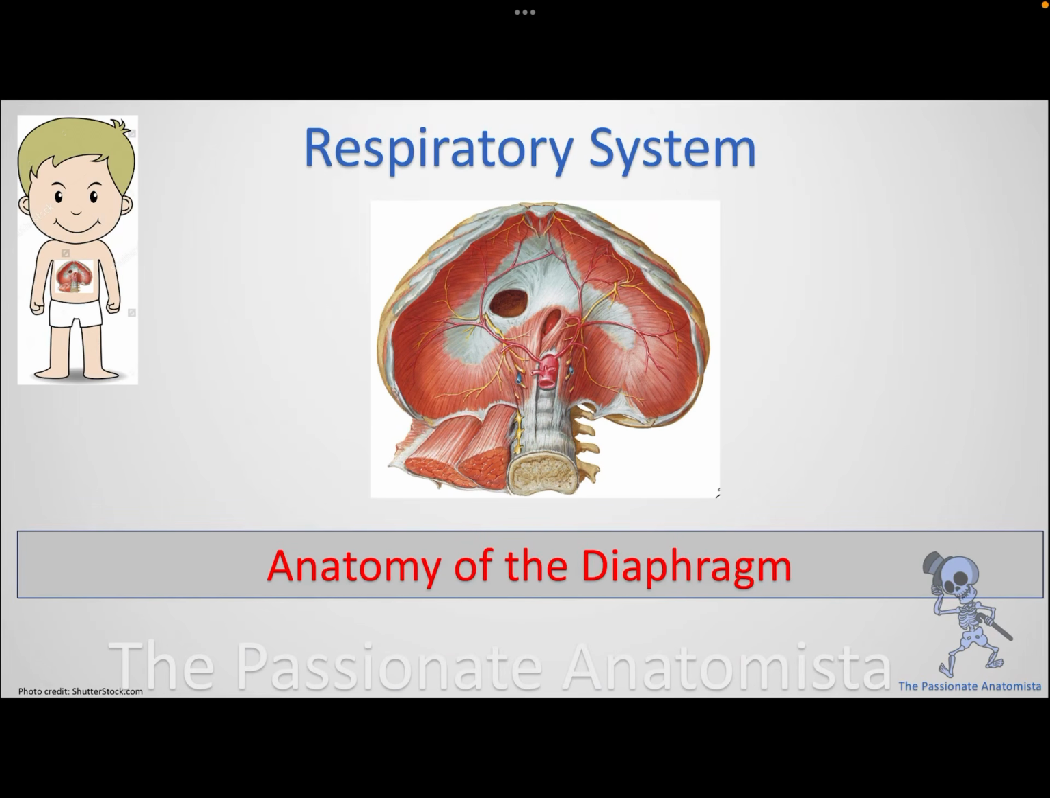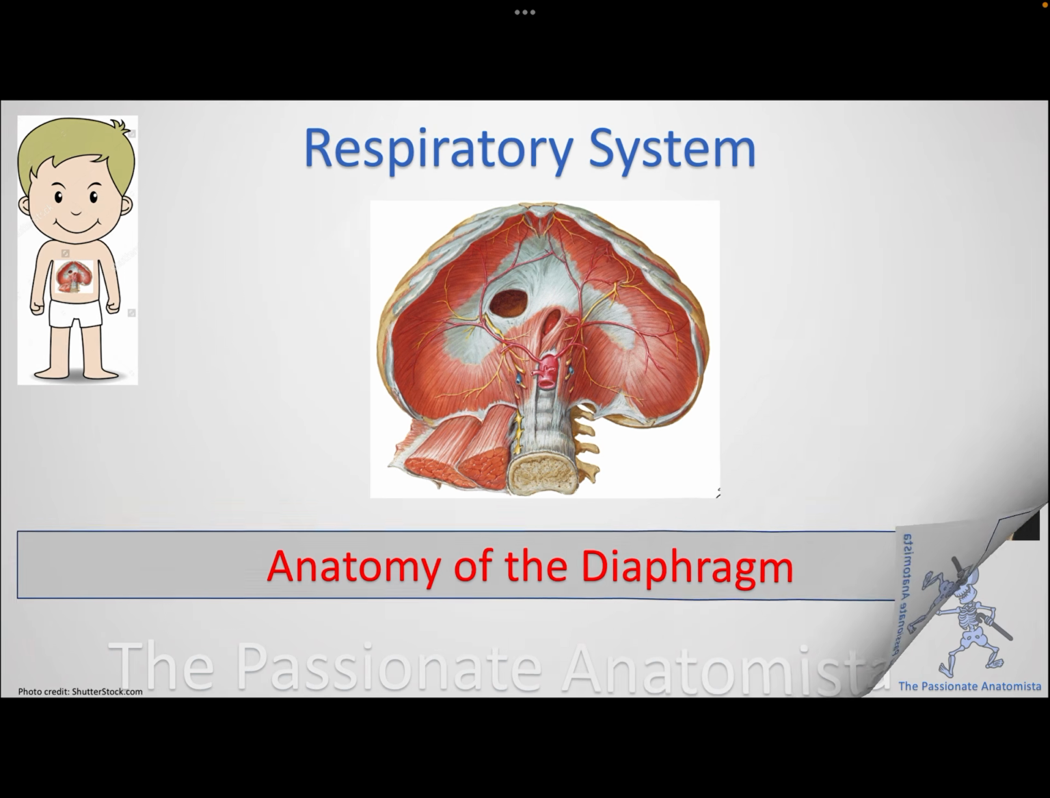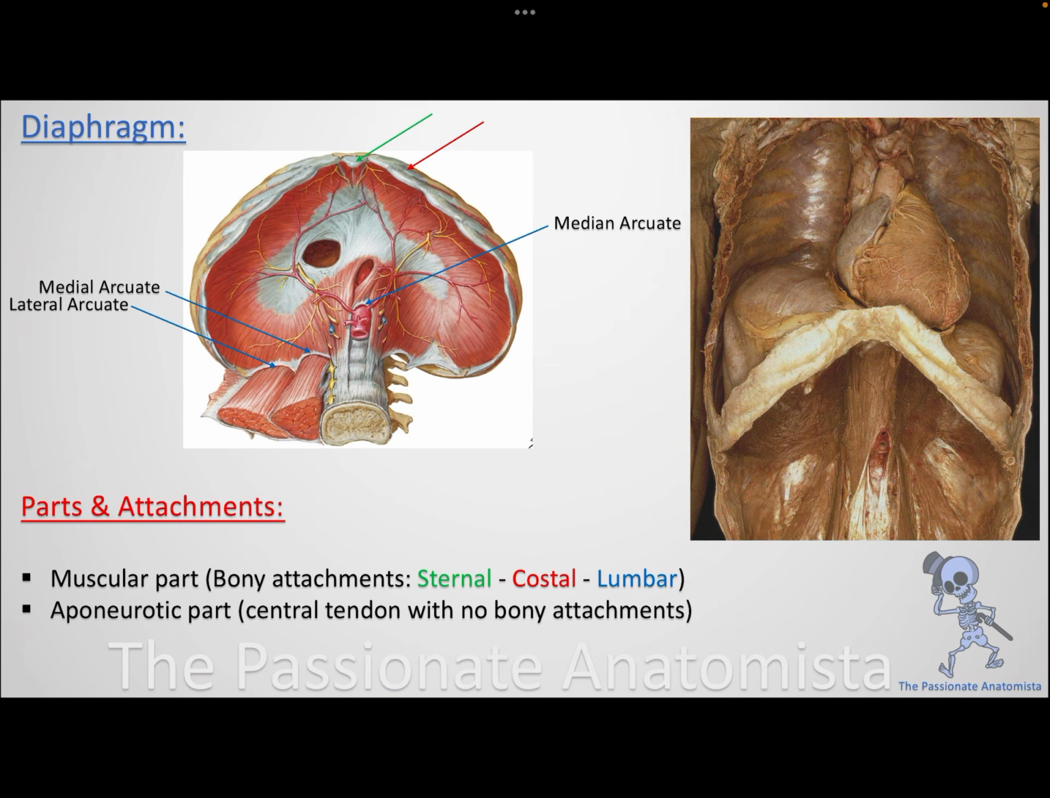Hi guys, in this video, we're going to talk about a simple concept in the respiratory system, which is the anatomy of the diaphragm. So what does diaphragm mean? It means a structure that separates between two cavities. So our diaphragm is that muscular structure or musculotendinous structure that separates the thoracic cavity from the abdominal cavity.